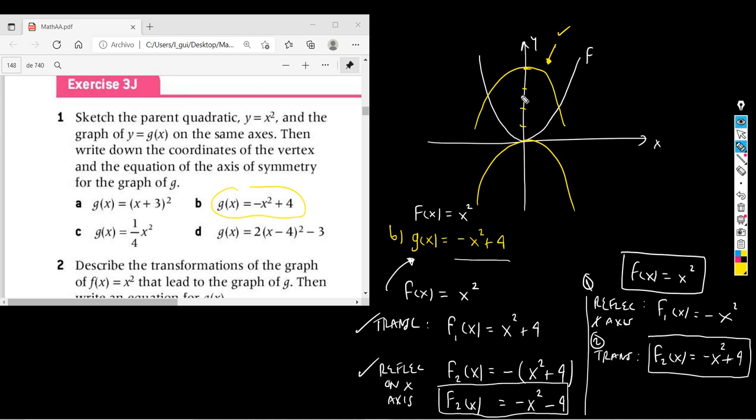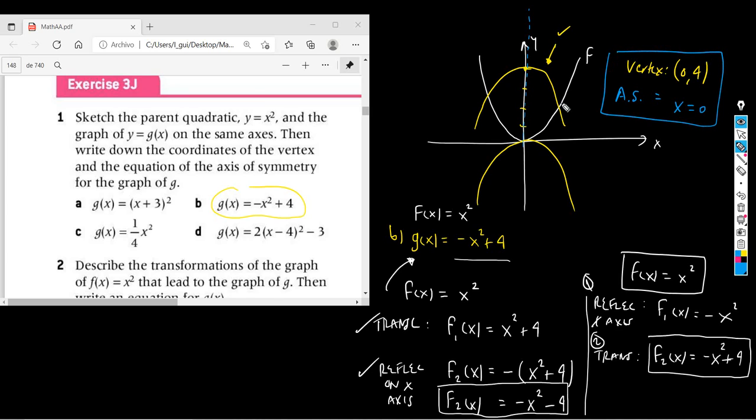All right. And now it's very easy to get the coordinates of the vertex. The vertex is right here. It's translated 4 units with respect to this one. So we know that the vertex, I'm going to write it in here, should have the next coordinates 0, 4. And it's also very easy to see that the axis of symmetry of this function g is the same as the y-axis, right? And so the axis of symmetry, I'm just going to write this, should be x equals 0.